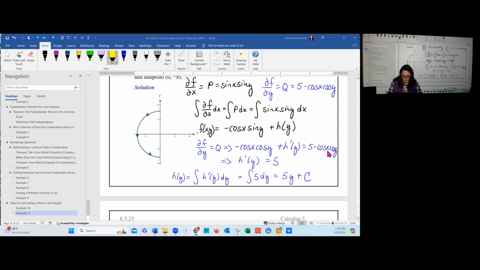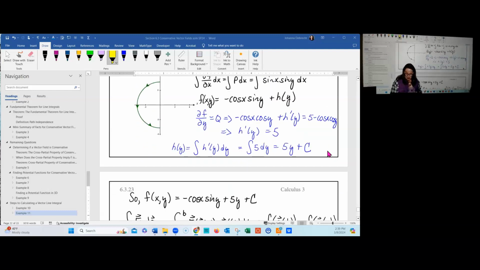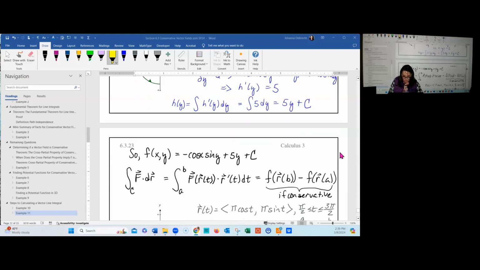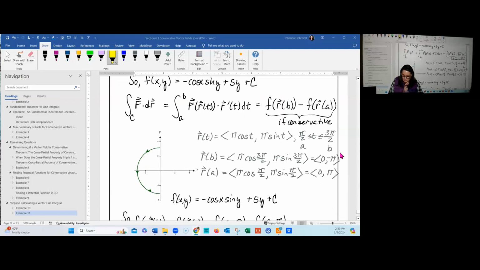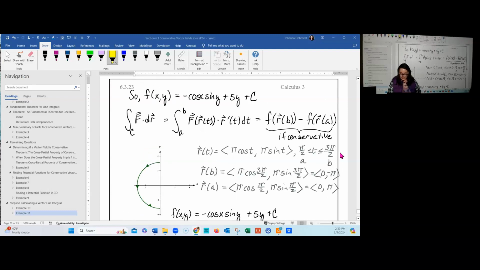Now I rewrite my potential function again, starting with negative cosine x sine y and replacing h of y with plus 5y plus c. Now that I have this, I can use the fundamental theorem for line integrals to evaluate the vector line integral f dot dr. In order to integrate that, I want to find the potential function at the endpoint and subtract from it the potential function at the beginning point.